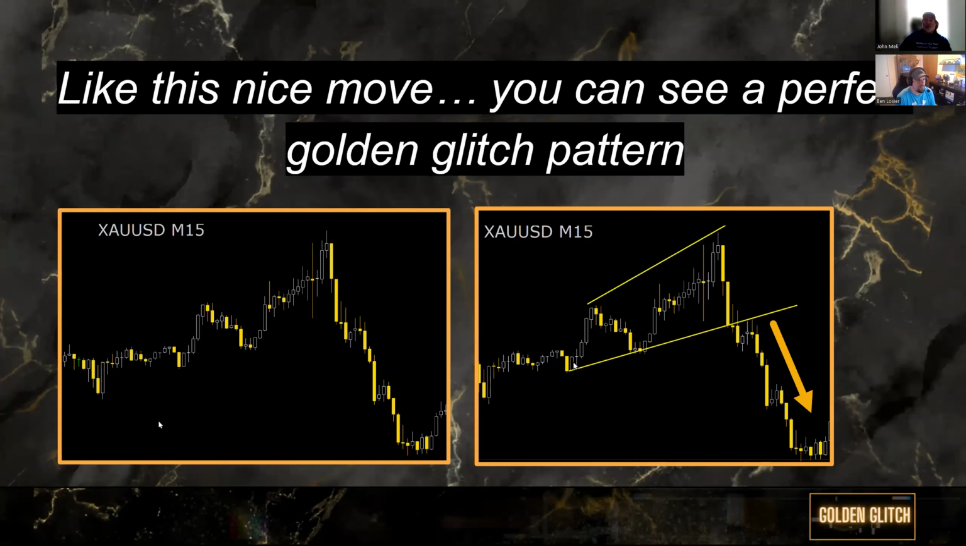Like this nice move that you can see, perfect golden glitch. There it is showing to you. You just can't miss it after that. So when you look at that chart on the left, in your eyes, you can see the golden glitch, essentially, right? You're seeing that on the right. That's pretty good. Train yourself after a while, it's just right there.